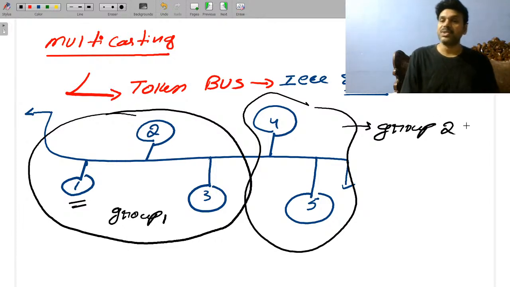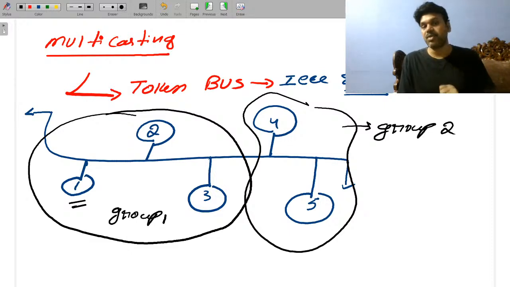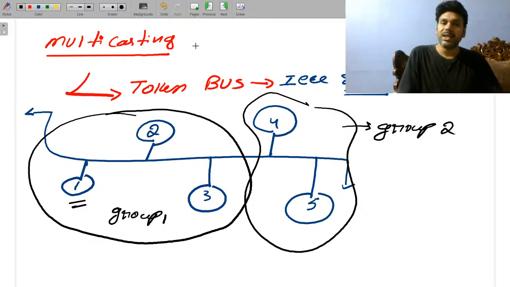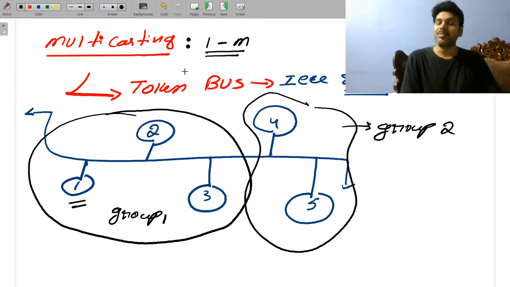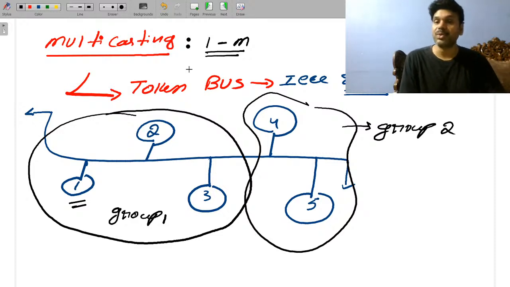Even though the channel is physically shared among all the nodes, data is not going to be passed to everyone. That's the concept of multicasting. It is also a simple example of one to many, where whenever one particular person releases data, it is shared on the channel but does not go to all the parties, only to the group members. Like WhatsApp groups. And in Gmail, we have group mails, group chat, group communication, group calls. They all come under multicasting.